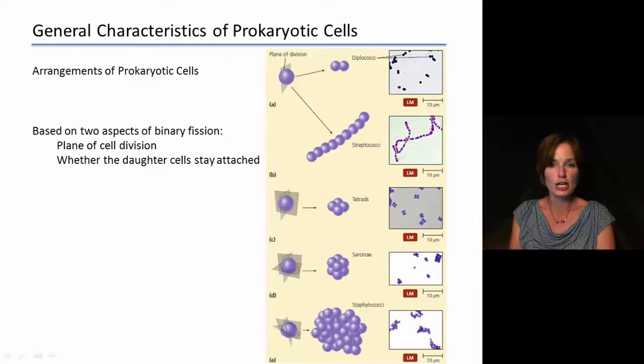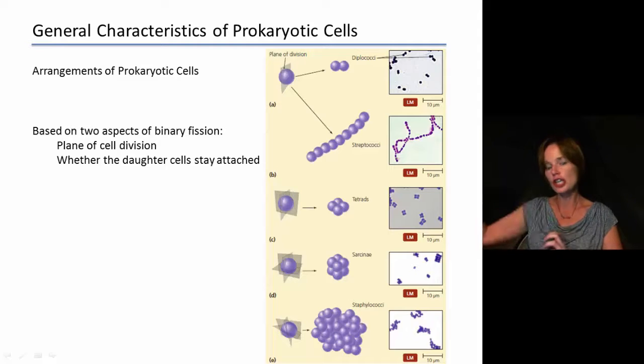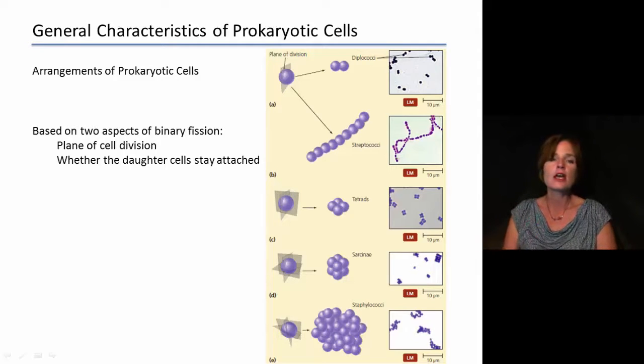We see the most variation when we're looking at the spherical cells, so the coccus cells. If you look here, we can have just 2 cells that are attached together, or we can actually get long chains of cells attached together. In some cases, we can get 4 cells that remain attached, and we call that a tetrad. And then again, if we have other variations, we can get clumps of cells. And those clumps of cells, they can have a cube-like shape to them.